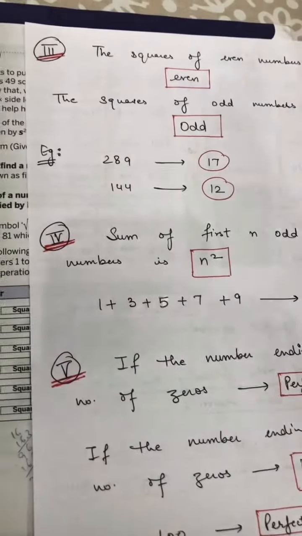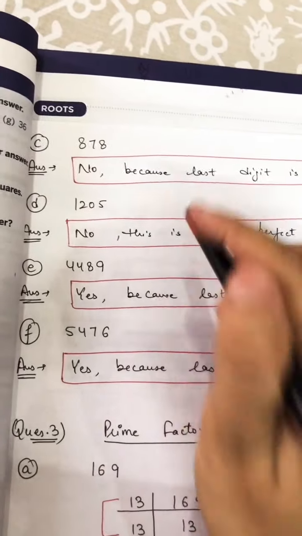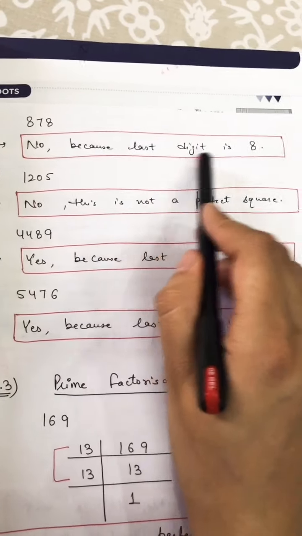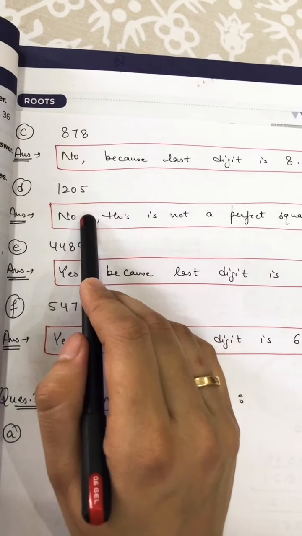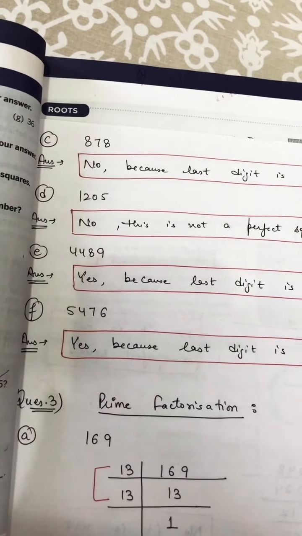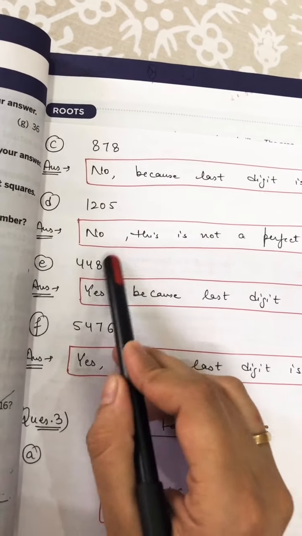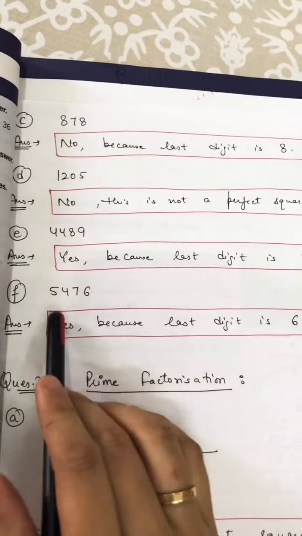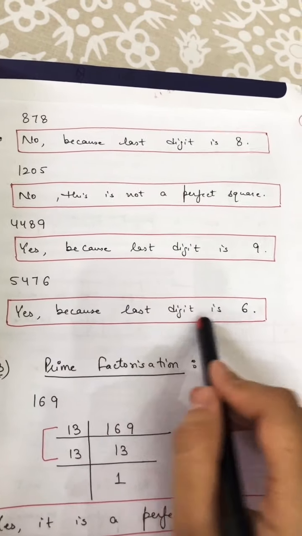Next, C part is 878. The last digit is 8, so it is not a perfect square because the last digit is 8. 1205, the last digit is 5. In this case, in D part also, you have to estimate from the LCM method that it is not a perfect square. Next is 4489. The last digit is 9, so yes. 5476, the last digit is 6. Yes, it is a square because the last digit is 6.